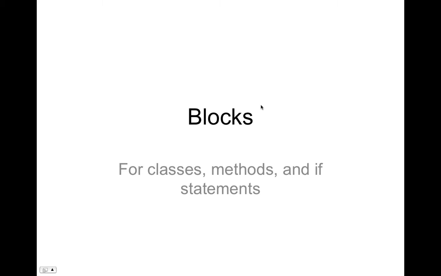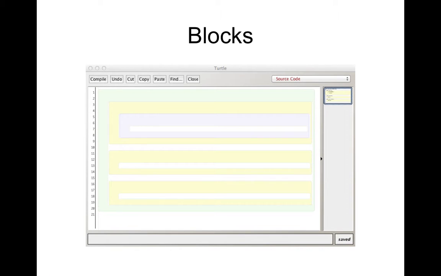Okay, so we're going to talk about blocks. And we're going to talk about blocks for classes, methods, and if statements. There are other blocks that you'll run into at some point, but these are the main ones we're going to talk about in this lesson. So you'll notice when you go to edit a Java file, you'll see all these different colors. There's a green rectangle around the outside and yellow ones, and you might see purple ones, and then there's these little white bits in between too.